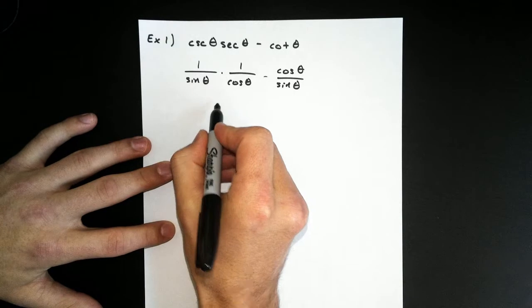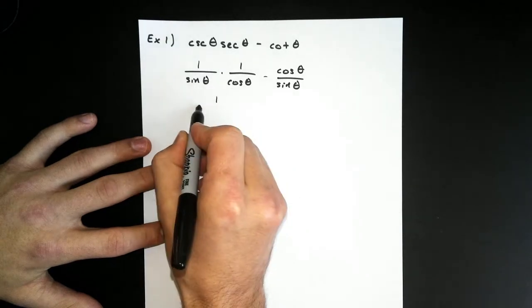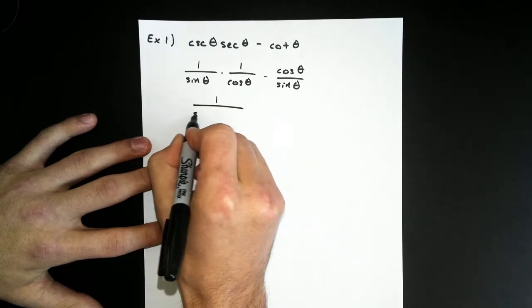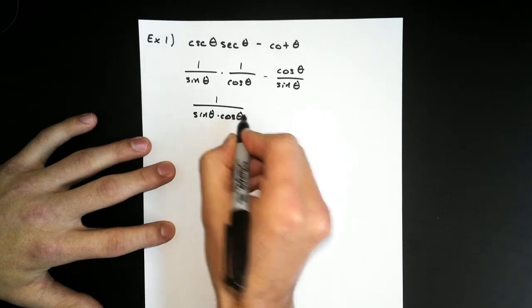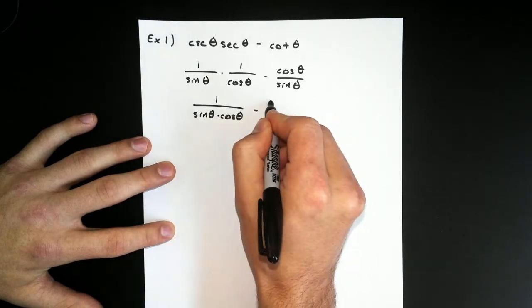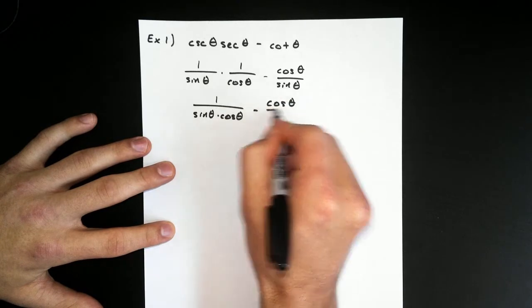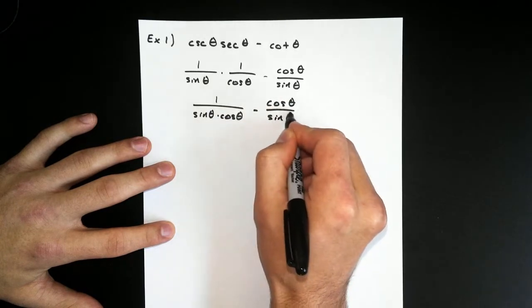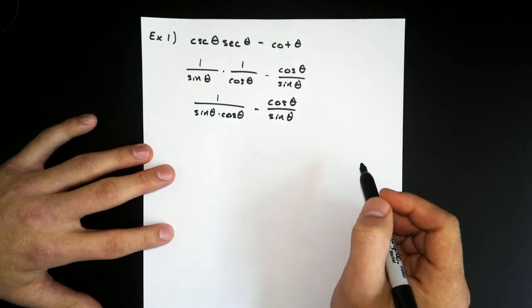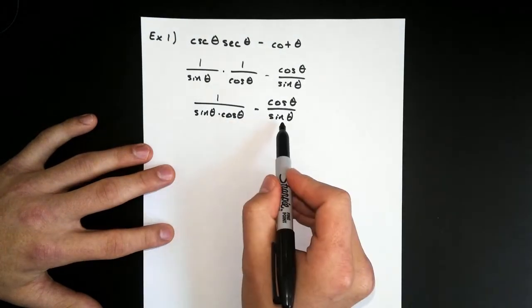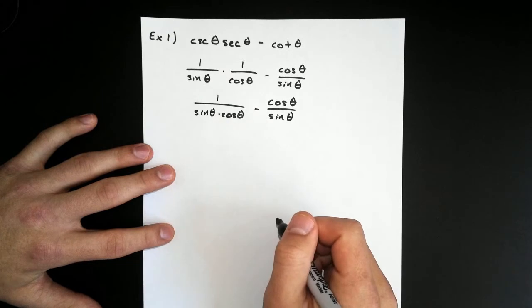Multiplying these two together, we can write this as a single fraction. So I'm going to write this as the sine of theta times the cosine of theta in the denominator. And then cosine of theta divided by sine of theta. So now I have everything in terms of sine and cosine. And I have the two fractions here, and I just want to combine these together.